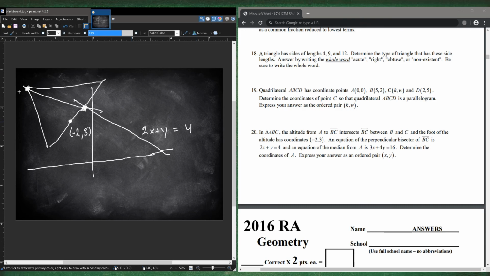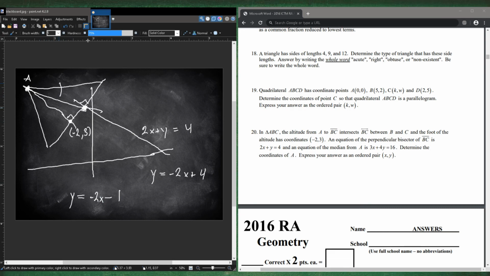So all we need to know is that the perpendicular bisector gives us the altitude. We're just going to connect at this point, and that's where we want to find coordinate A. So rearrange 2x plus y equals 4: y is equal to negative 2x plus 4. So the slope is negative 2, and it has to go through the point negative 2, 3. Negative 2 times 2 is negative 4... so that's the equation of this line.